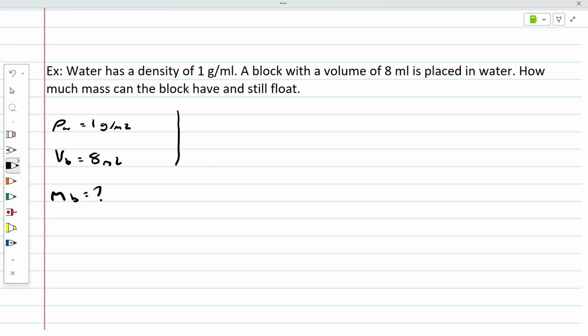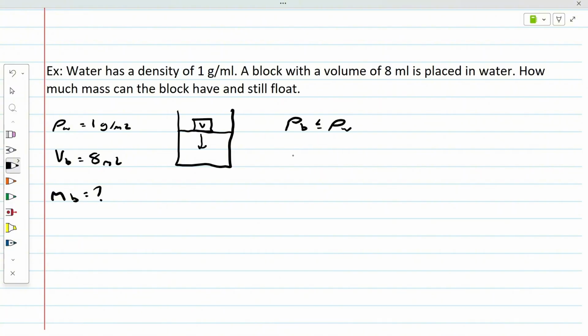So let's draw this out. We have a cup here, and there's water and there's a block. Now we know the block's volume, but we want to know the mass while it's still floating before it sinks, which means that the density of the block must be less than or equal to the density of the water. Okay, and so for our case, we want to find the maximum it can have before it sinks, so we want to know when these densities are equal. That'll give us that max mass.